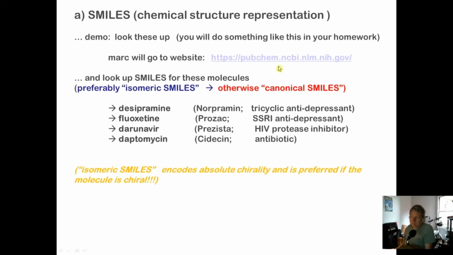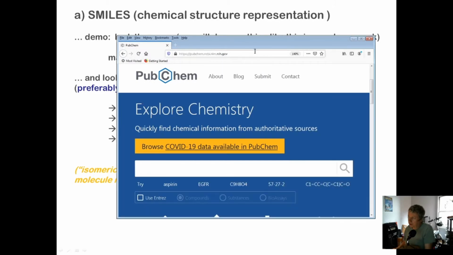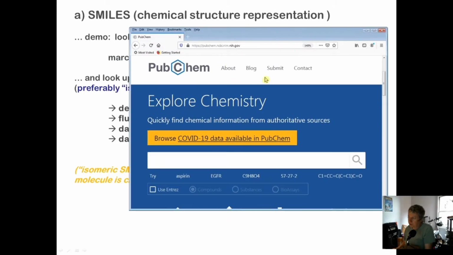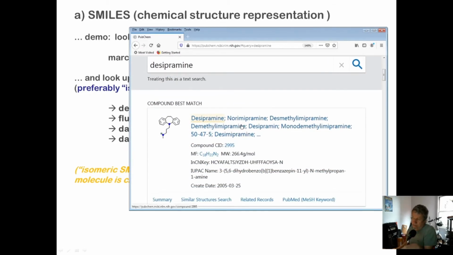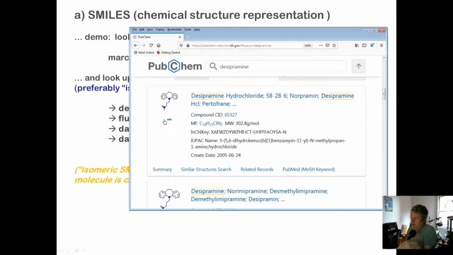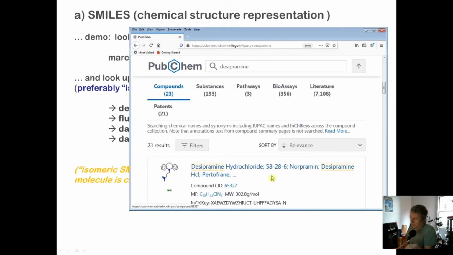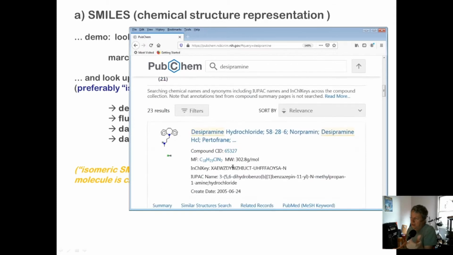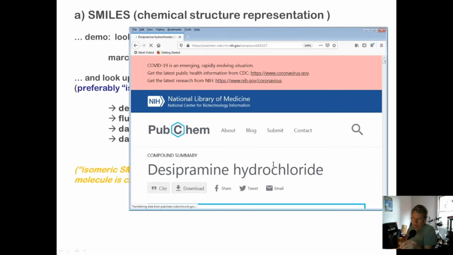All right, so let me see here. PubChem. Okay, so I'm bringing up my browser. First one is desipramine. Okay, so it comes right up. There is the molecule. There may be other variations, which are salt forms, like a hydrochloride version and so on. Usually we're just going to get the top one. That should be sufficient for this course.